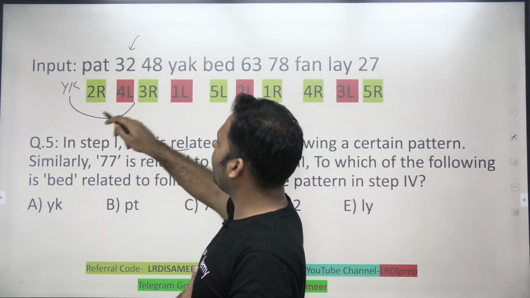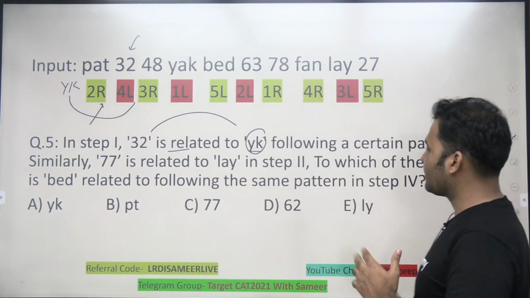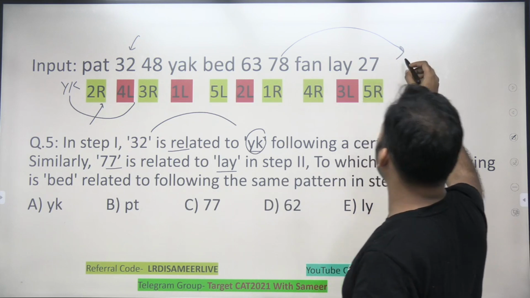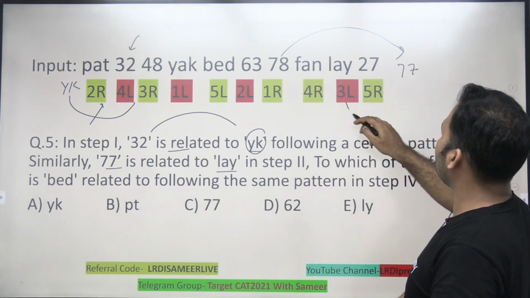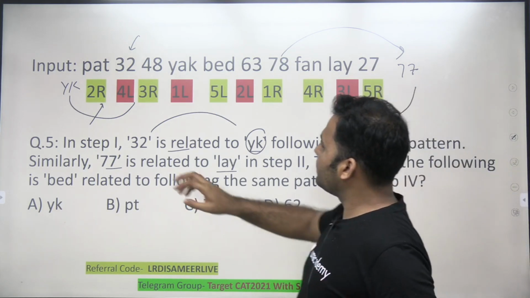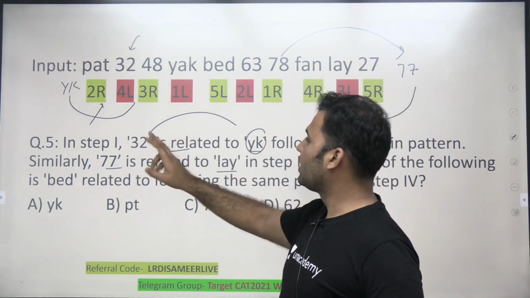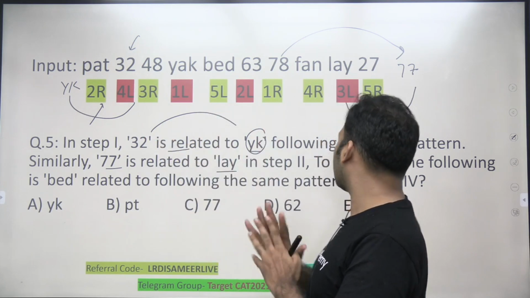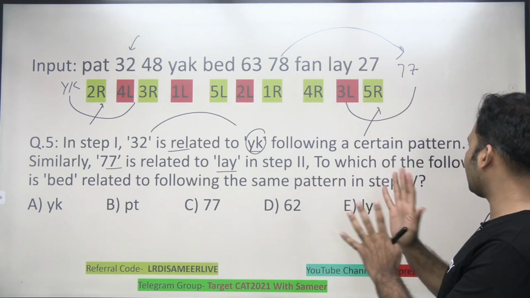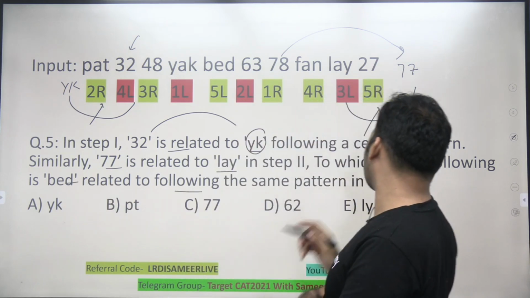So you see that there's a gap of 1 step between YK and 32 in step 1. And if you look at step number 2, 77 and the word LAY, 77 will be positioned right over here, right? And you see that these two elements have a gap of 1 element. So the pattern is that the number is coming on the right hand side of the word. 32 is at a gap of 1 from YK, and 77 is also at a gap of 1 from the word LAY. Now using the same relation, I'm supposed to tell which of the following is bed related following the same pattern in step 4.